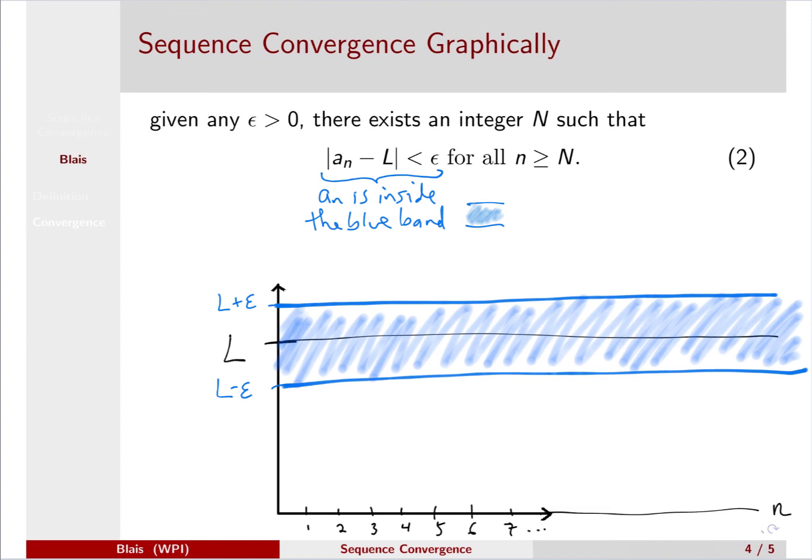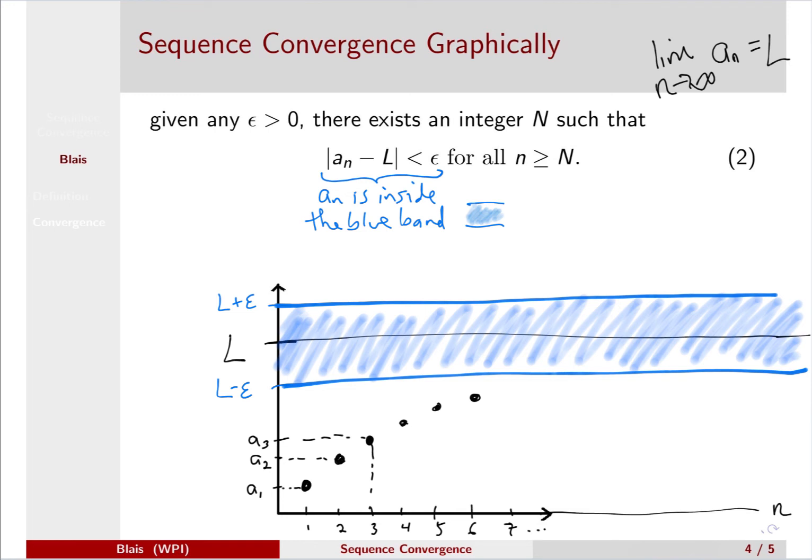So let's start drawing our sequence. So suppose here's your A1 and here's your A2. And A3. So on and so forth. Now intuitively, if we think of this as the limit, and that's really what we're depicting here, the limit as n goes to infinity of a sub n being equal to this L.